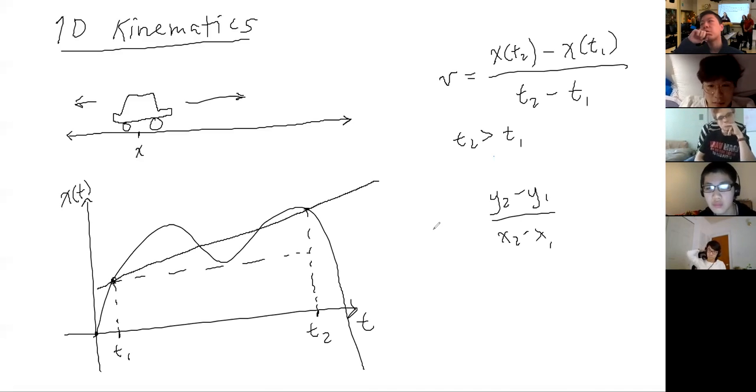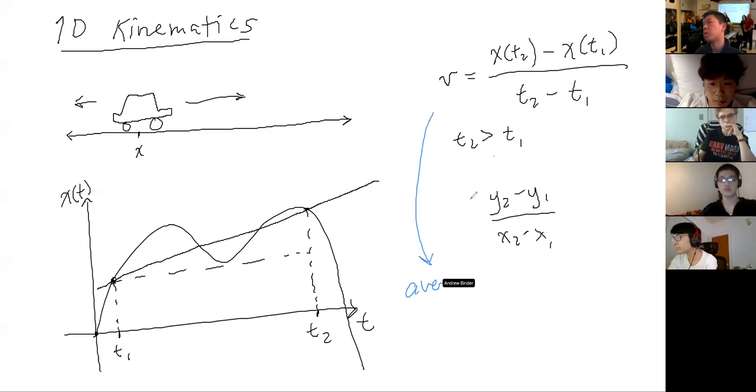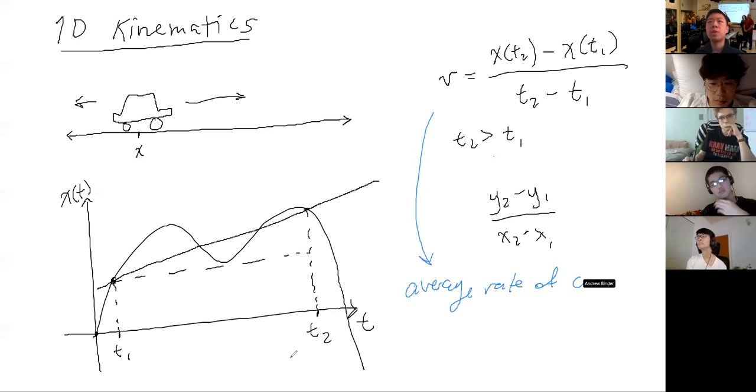But let me just ask you, do you think this is an accurate representation of how fast the car is going over the course of this entire time period? Sure, we can say that the average velocity throughout this entire course is going to be this value, right? x of t2 minus x of t1 over t2 minus t1. But yeah, that's going to be our average. But then is that an accurate representation?